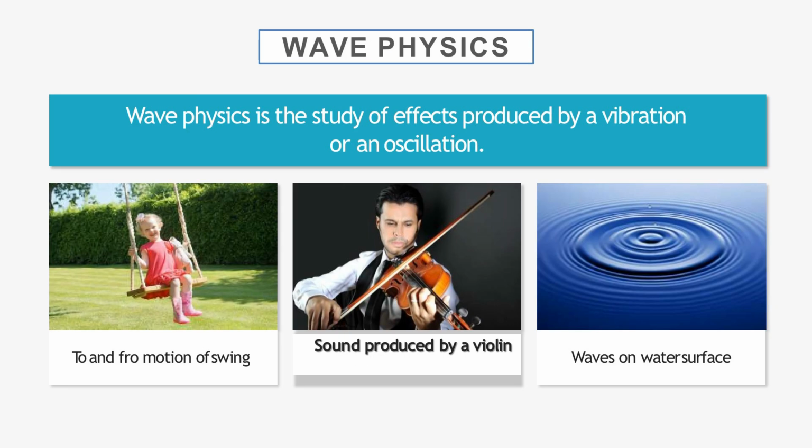Next comes wave optics. Wave optics deals with the branch concerned with the effect produced by vibration or oscillation. Suppose on the screen you will find that one is playing a violin, and from the violin some vibrations are going on. In the next one, when you throw some stones into a well, the water surface will produce some oscillations.